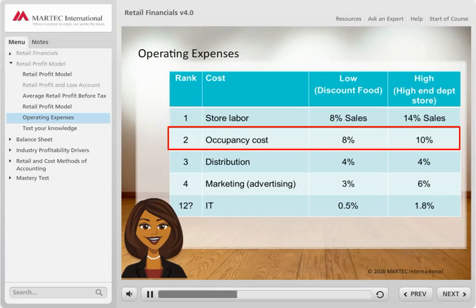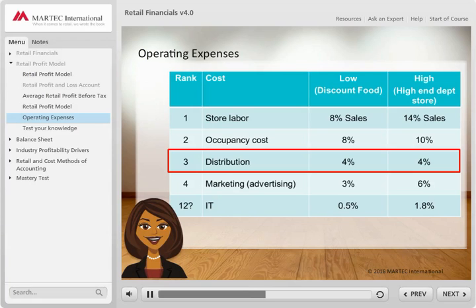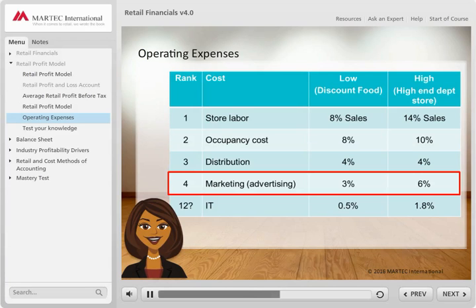Second highest is occupancy costs, i.e. rent, heat, light, air conditioning, maintenance. These are 8 to 10% of sales. In third place is usually warehousing and distribution costs, averaging 4% of sales. Advertising and marketing costs are usually 3 to 6% of sales, and can be the third largest cost if the retailer is very promotion driven.